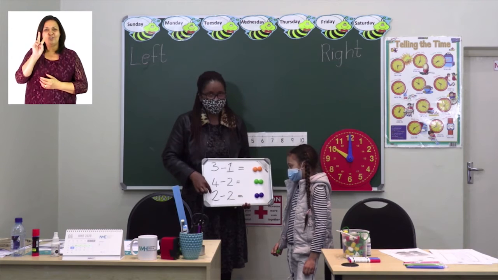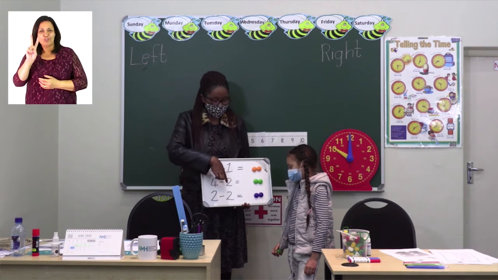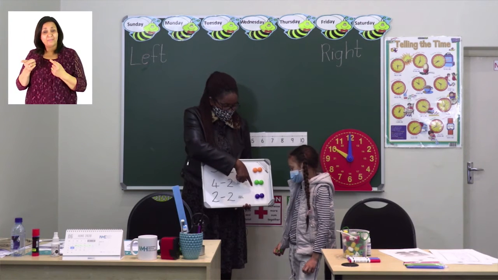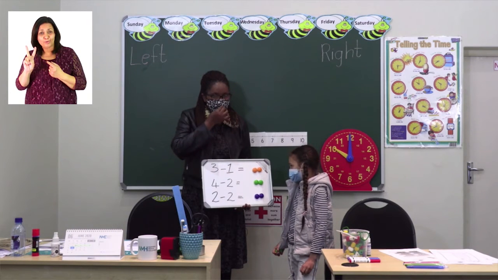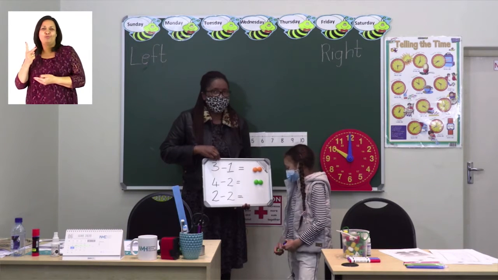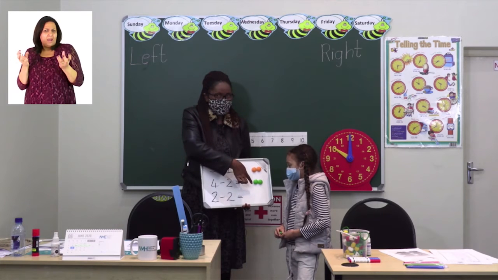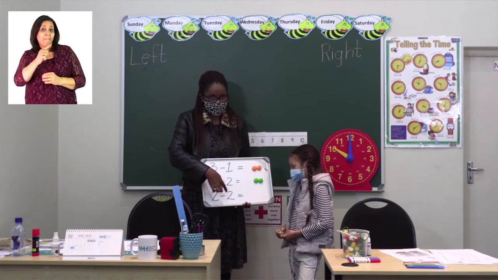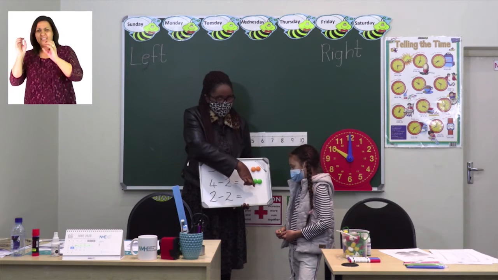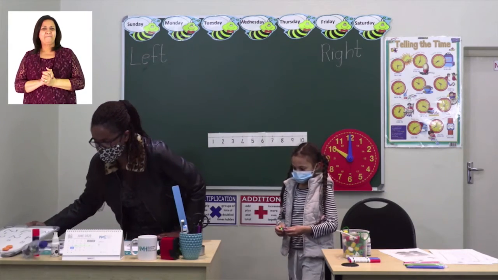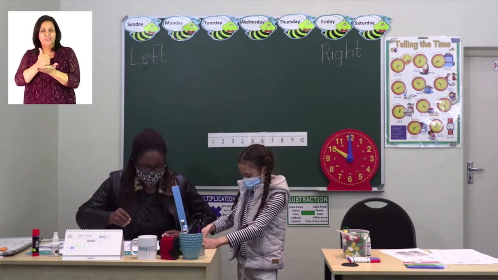It says 2 minus 2 equals, let's look right towards the end of that sum. We have 2 magnets. So my friend will help me to take away 2. How many are left? 0. There is nothing left there. So it means 2 minus 2 is 0. Well done, my friend. Thank you very much. Let's go back onto our booklet.